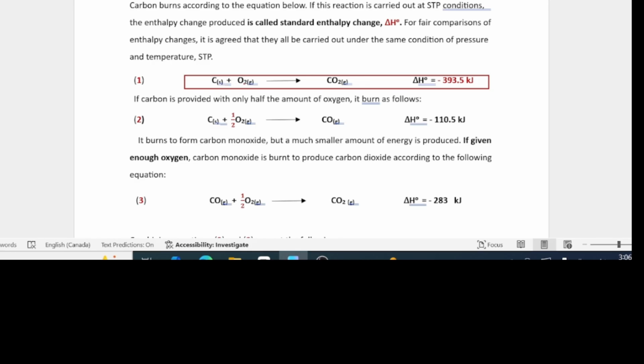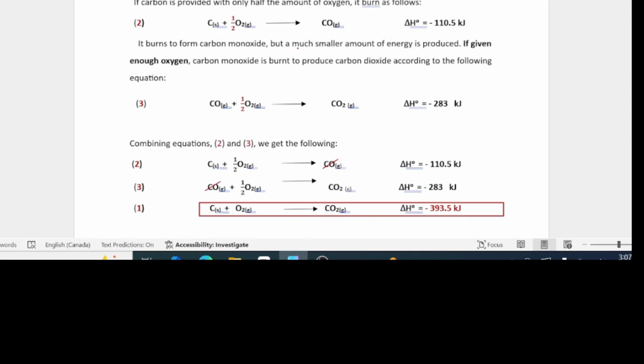Carbon is reacting with oxygen to give you carbon dioxide, and that amount of energy is produced for every mole of carbon that's burned completely in oxygen. However, if carbon is provided with only half the amount of oxygen, it burns as follows. So here we are giving carbon a full mole of oxygen, and it burned completely to give you carbon dioxide. So if the amount of oxygen supplied to the carbon is limited, as in this case, it burns to produce this dangerous gas here called carbon monoxide.